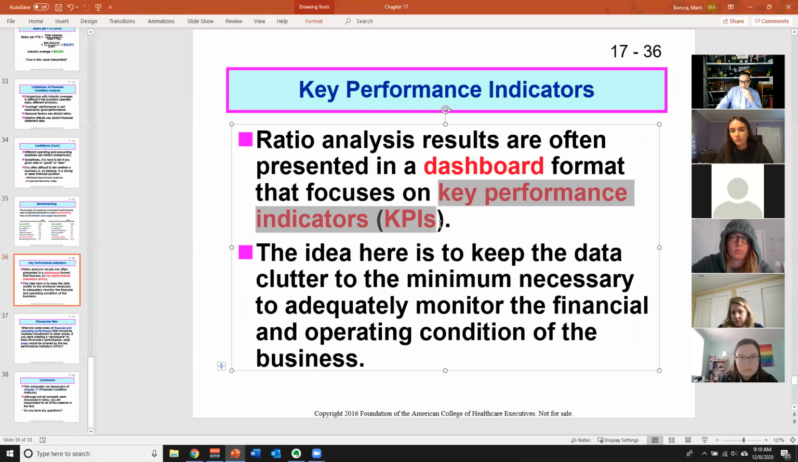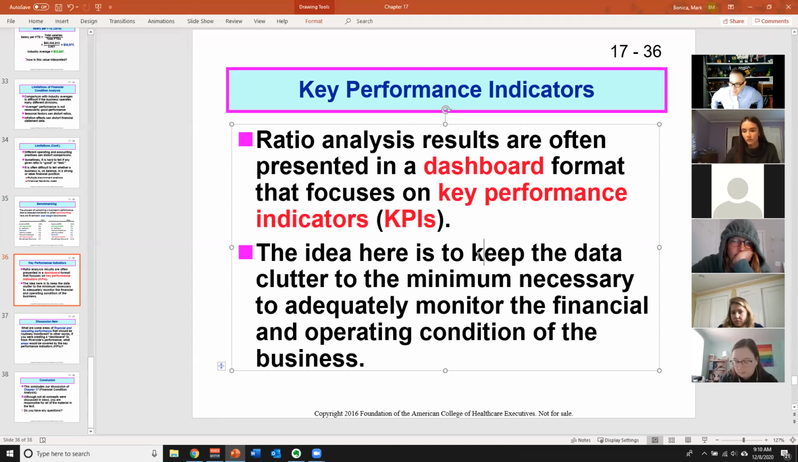So you will hear this phrase KPIs, and what that just means is key performance indicators. When you hear KPI, that typically means we're doing some sort of ratio analysis, some sort of benchmarking where we're looking at how our results compare against other organizations, or some other benchmark. So with key performance indicators, we're not going to be paying attention to all of the ratios because there's a bazillion of them. We're going to pick a dashboard of 10 or 12 that are the most important ones to pay attention to. And those are the ones we're going to report on month after month.